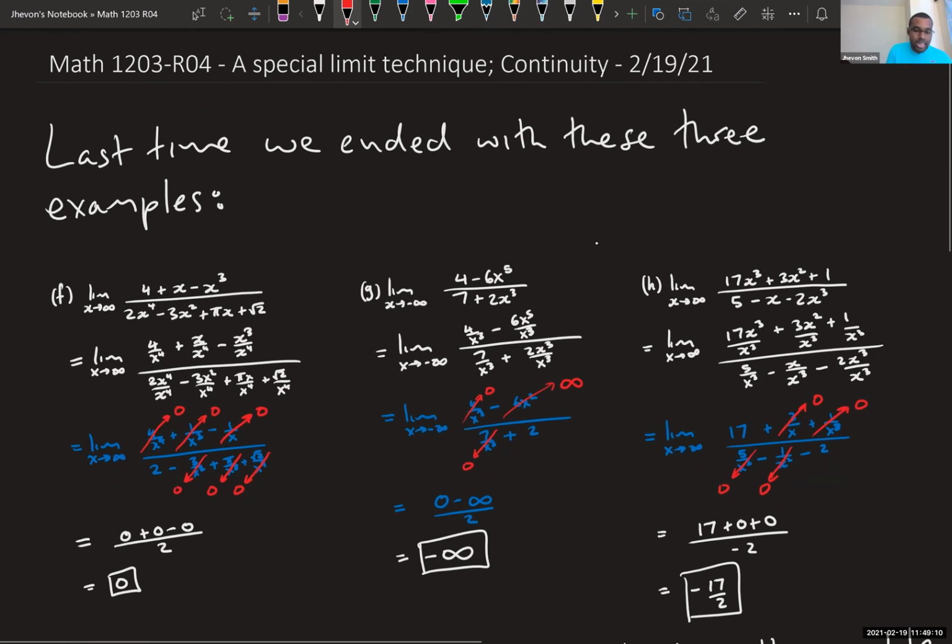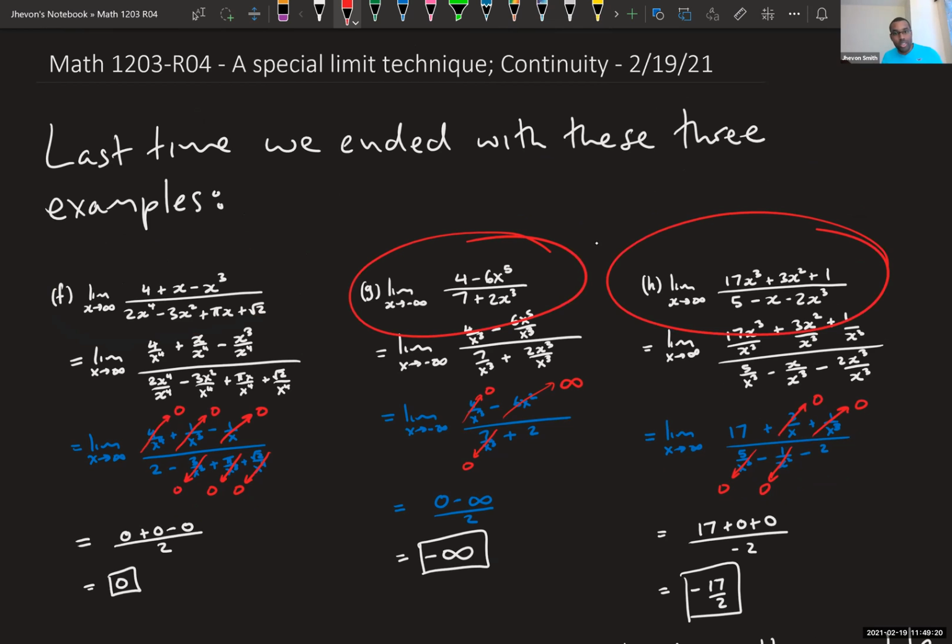When you see something like this, that's a limit at infinity of a rational function, right? Or this, that's a limit at infinity of a rational function. That's a limit at infinity of a rational function. If instead of infinity, I had 2 right here, this does not apply. It only applies to limits at infinity of rational functions. Okay?